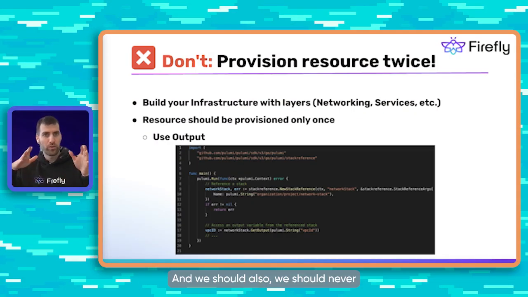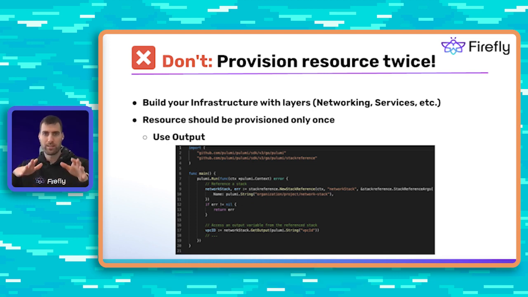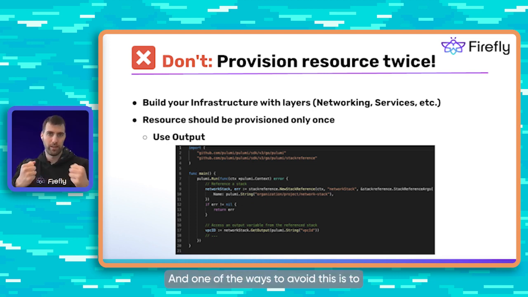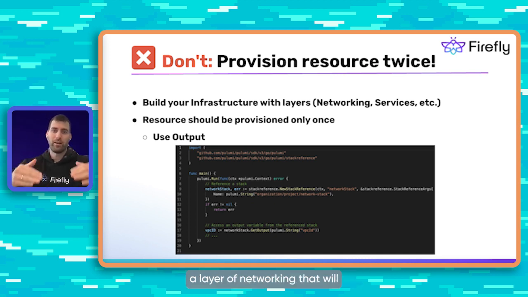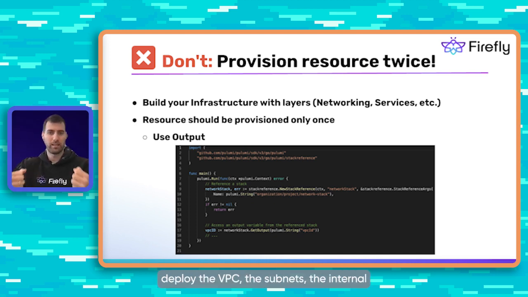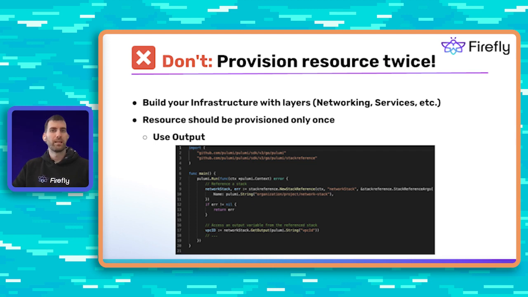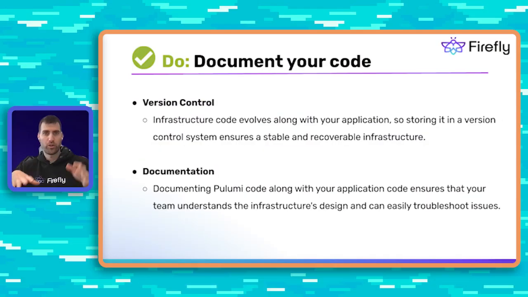And we should never provision any resource more than once. That's really important. And one of the ways to avoid this is to break our infrastructure into layers. What happens if we have shared resources like the VPC? If we have multiple services that are deployed in the same VPC, we can deploy a networking layer that will deploy the VPC, the subnets, the internet gateway, etc. And we can use the output of this layer, the Pulumi output, to deploy dedicated layers for the services that will use the VPC ID. And that's the best practice instead of re-provisioning the same VPC again and again. And we should document our code.